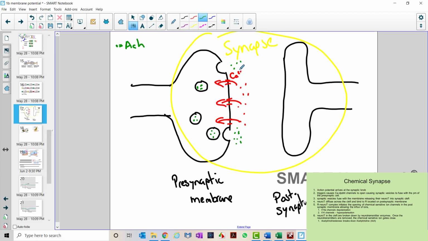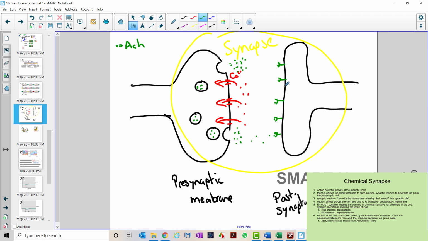Right? So as these get released in the cleft, what process is going to occur? Well, it's in a region of high concentration here, it's in a region of low concentration over here, so it's going to diffuse across the cleft. And there are very specific receptors on the postsynaptic membrane for that neurotransmitter. If it was histamine, there'd be histamine receptors. If it was serotonin, there'd be serotonin receptors. So the acetylcholine will bind to these receptors.